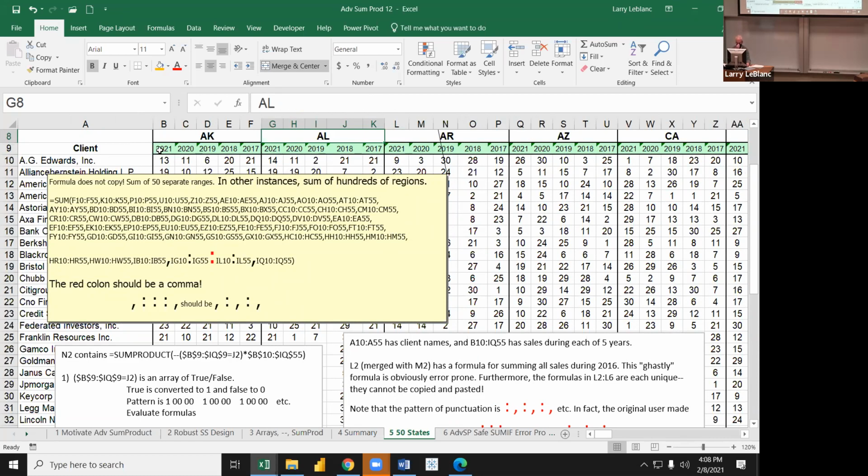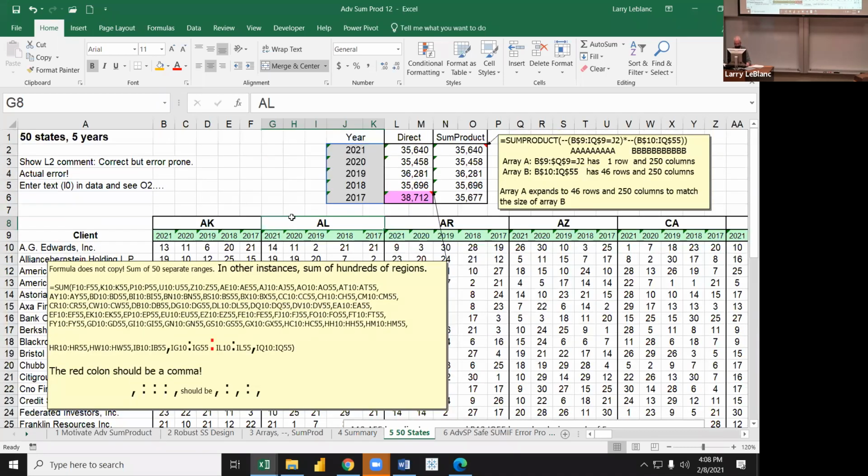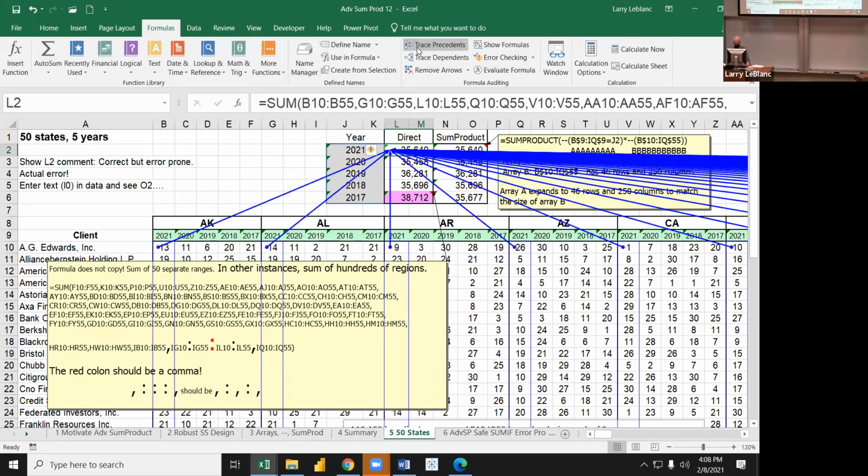The current year, last year, so 2021, 2020, 2019, 2018, 2017. That repeats for each of the 50 states. And the TA over there, actually the TA was an Owen School student, wanted to add up all the 2021 revenues. Look at the formula they used.